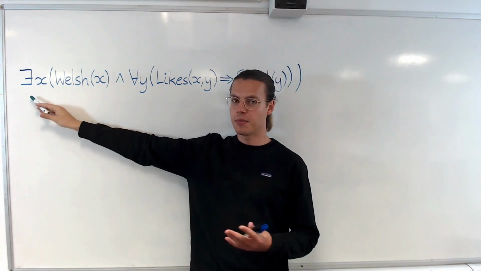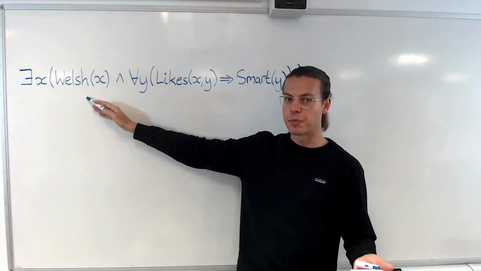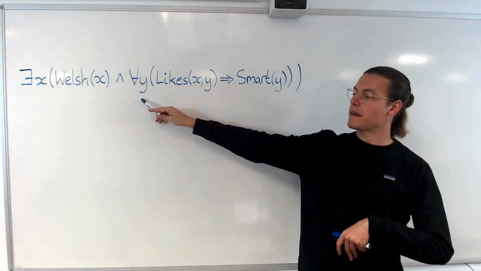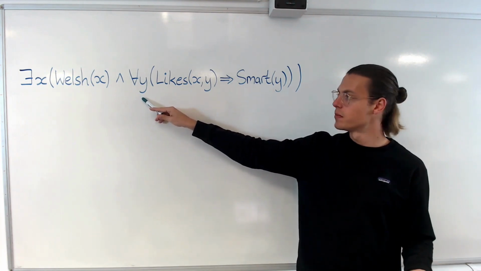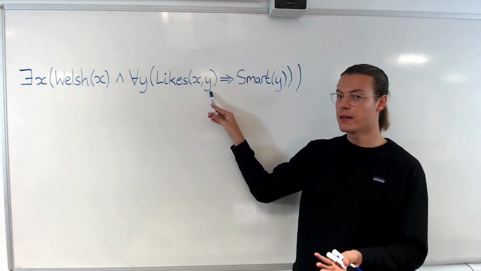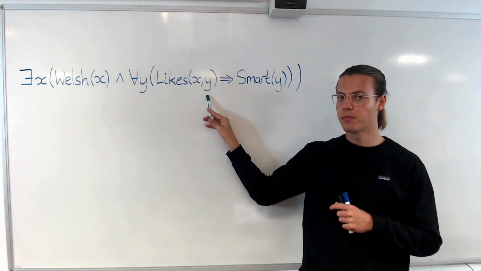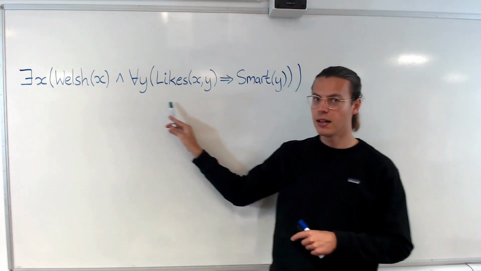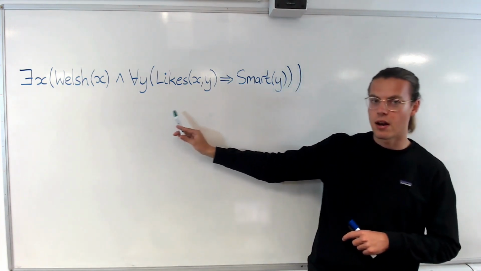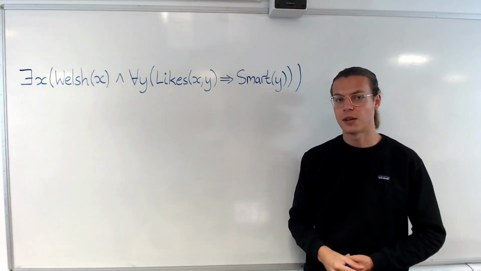So there is a person that is Welsh. There are some Welsh people, and for any person Y, if the person likes Y, then Y is smart. So the only people that are liked by X are smart people. So there are some Welsh people that only like smart people. And we're done.